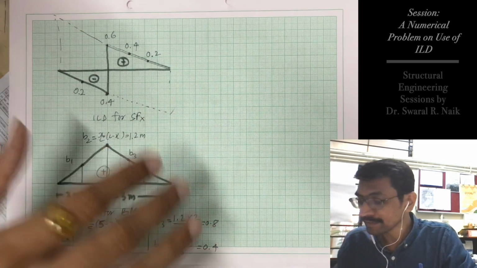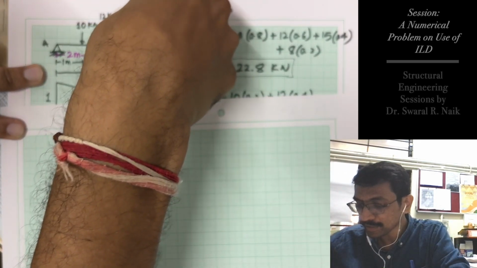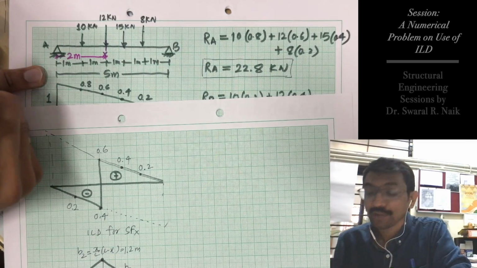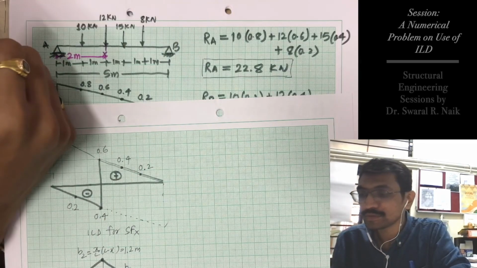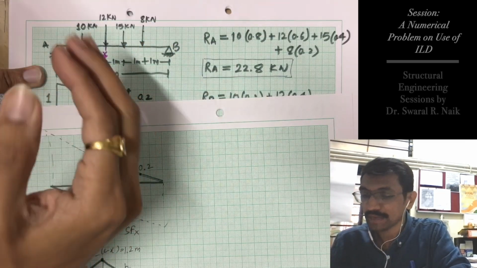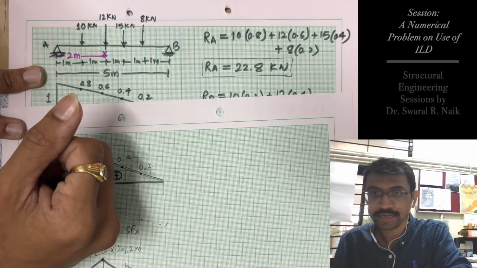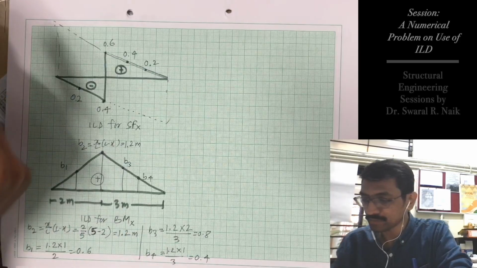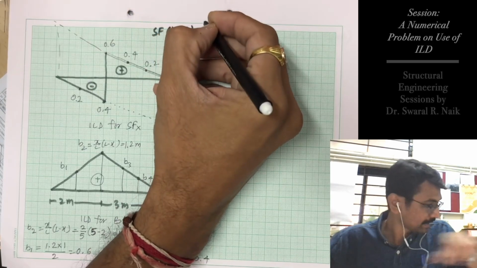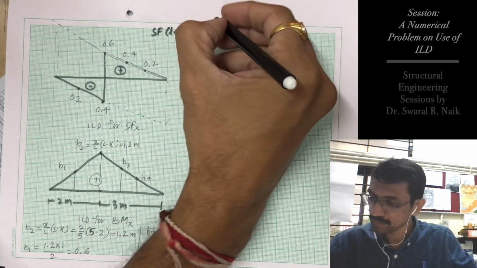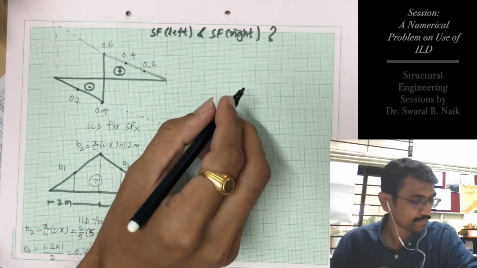Now I have deliberately taken this problem which has a point load or a concentrated load directly on the section. When the load is on the section, the shear force value is not one value, it will be two values, SF left side and SF right side, right? So we have to find out two SF values. So SF left and SF right, we have to calculate.